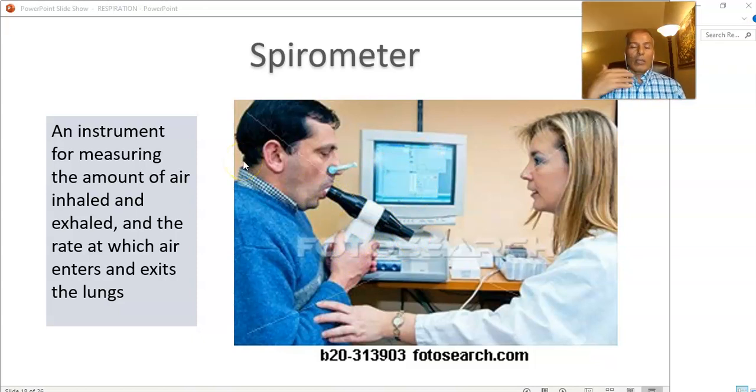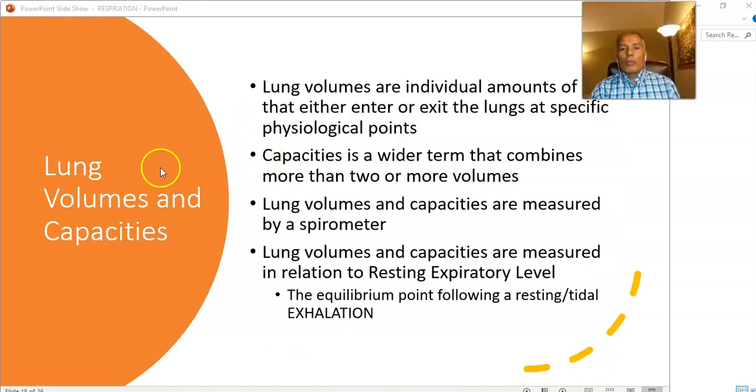So there are 4 different lung volumes, and there are 4 lung capacities. Lung volumes are individual numbers, and they speak about the amount of air that can be used in particular situations. But they're just one number, one unit, and a capacity has more than one volume, 2 or more. Volumes and capacities are measured by spirometer. And again, they are measured in relationship to how much air you have at rest.